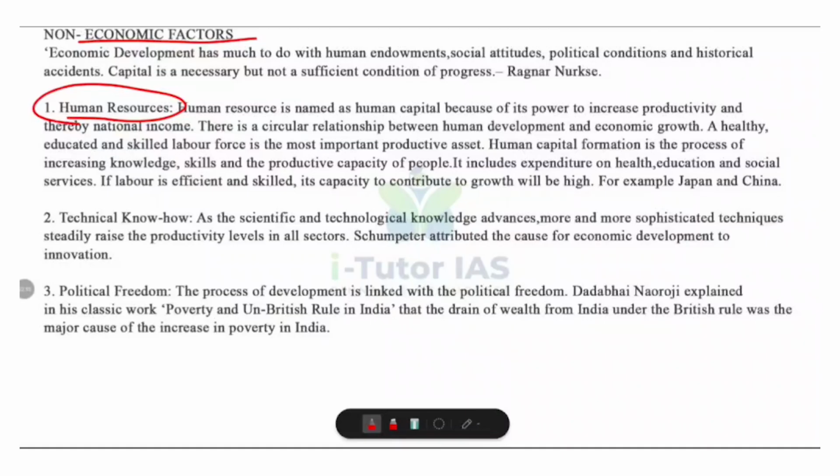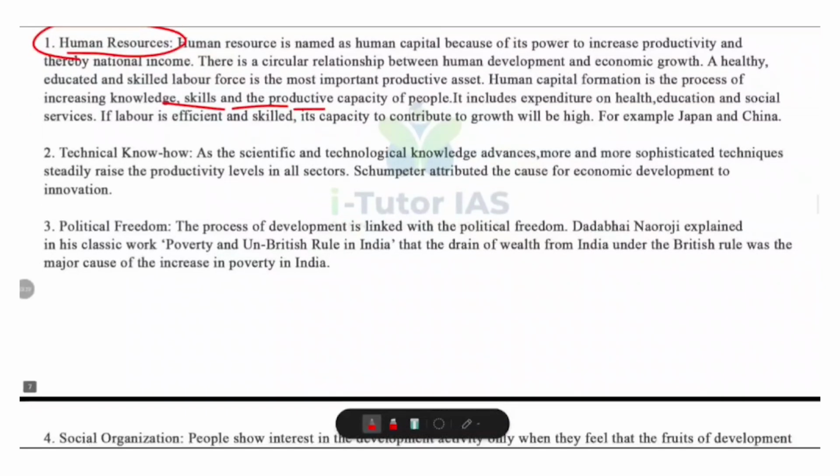A country with healthy, skilled, educated and efficient workers can achieve high productivity and rapid economic development. Human capital formation means improving education, skills, training and overall productivity of workers. So there is a circular relationship between human development and economic growth. Better human development leads to higher economic growth, and higher economic growth leads to more resources for human development. For example, Japan and China transformed their economies mainly by investing heavily in human capital.